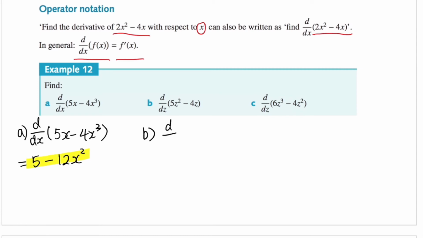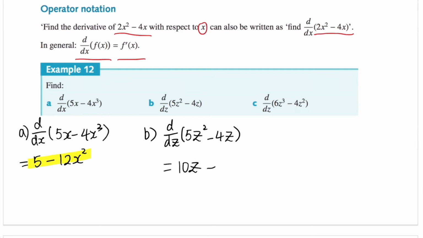Question B, we want to find d over dz, and the function given is 5z squared minus 4z. Again, let's just differentiate. So we take the 2 to the front to multiply with the 5, we have 10z to the power of 2 minus 1, which is 1. And minus 4z becomes minus 4. So we say that the derivative of 5z squared minus 4z with respect to z is 10z minus 4.